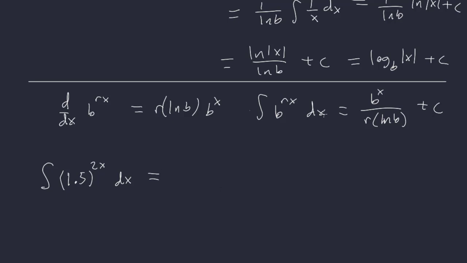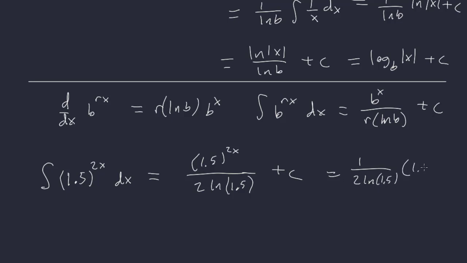Well, based on this, the integral is going to be itself, 1.5 to the 2x, all over 2 times the natural log of 1.5, plus c. Okay. Now, I'm going to rewrite that as 1 over 2 ln 1.5 times 1.5 to the 2x plus c, and then I'm going to test this.